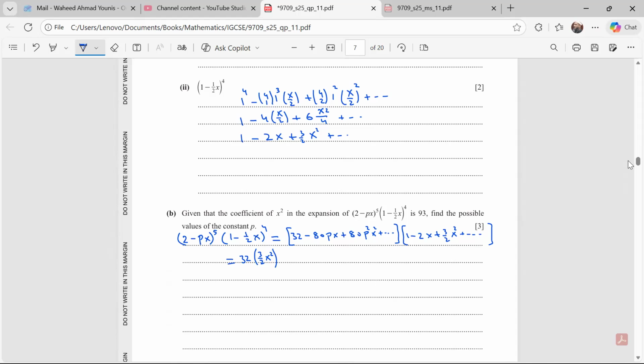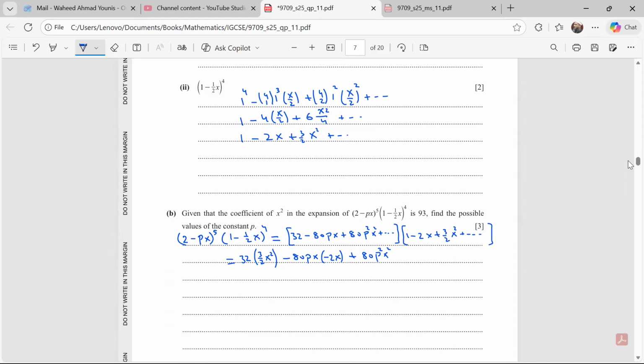Similarly, the second term here and the second term here. So negative 80px multiplied by negative 2x will also give me something with x square in it. And the third term with plus 1 only, so plus 80p square x square. Now any other term in the multiplication of these two expansions will not have x square, because here I have higher powers, x cube, and here also x cube. So multiplying x cube with anything will give you a power more than x square.